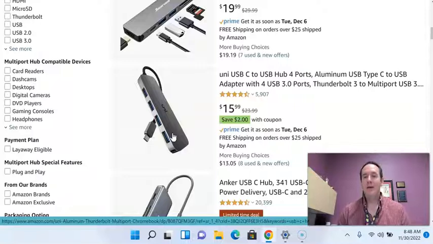So hopefully that helps you think about how to connect all the stuff that you've had connected to your computer, through the one port that you have available on your device.